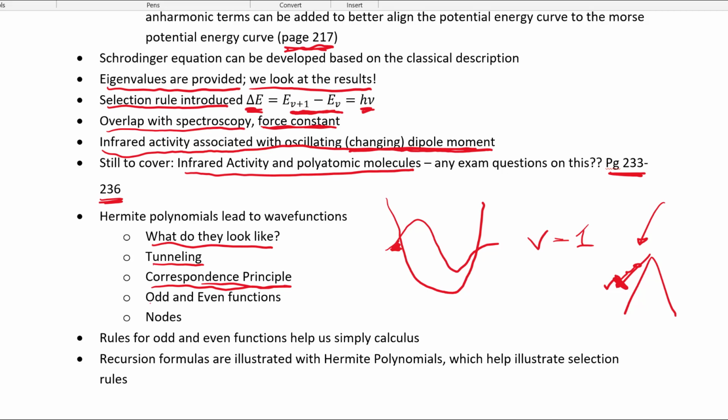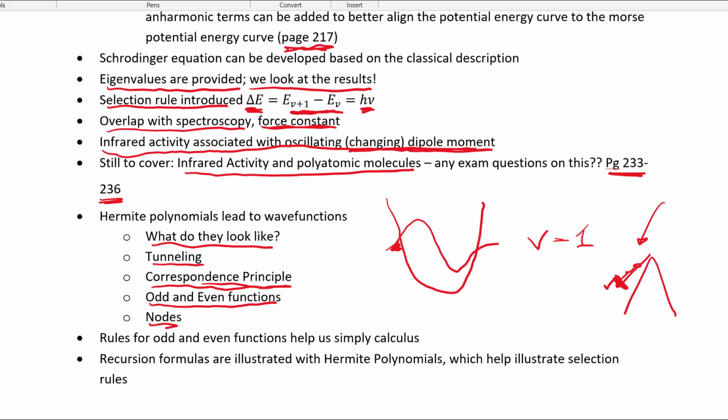We were introduced to the ideas of odd and even functions. Why do we care about that? Those things are important because they actually simplify the mathematics, so well worth a review of that. It may save you some time in the exam.